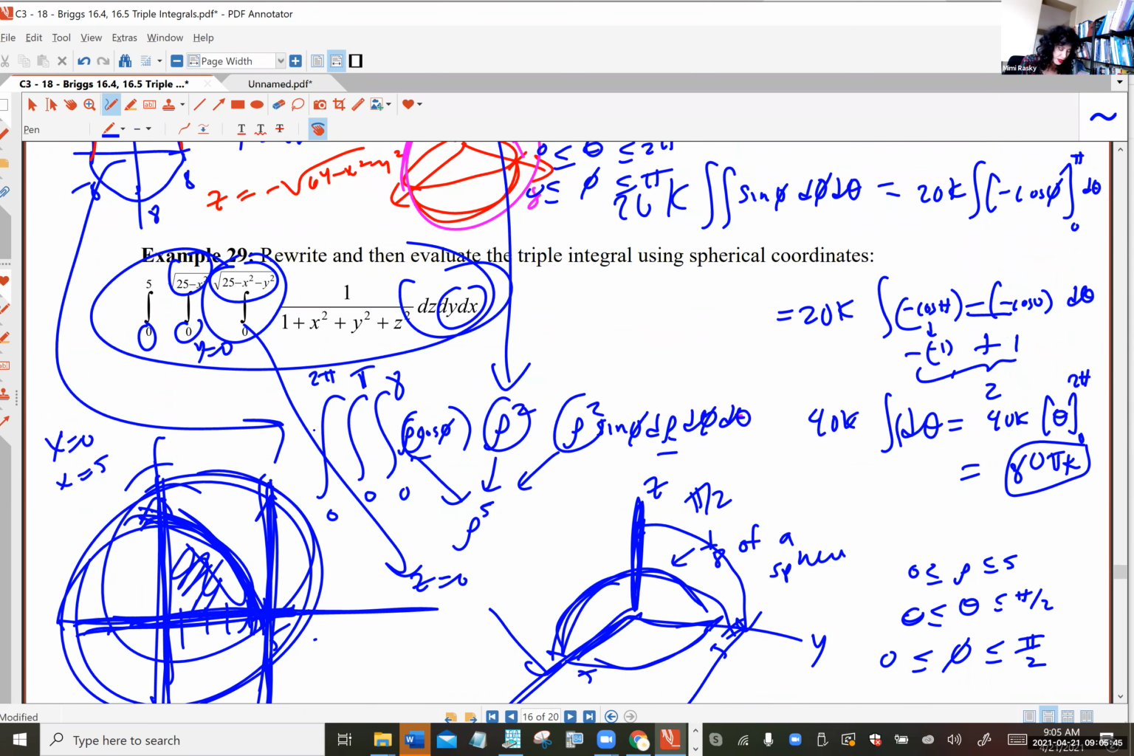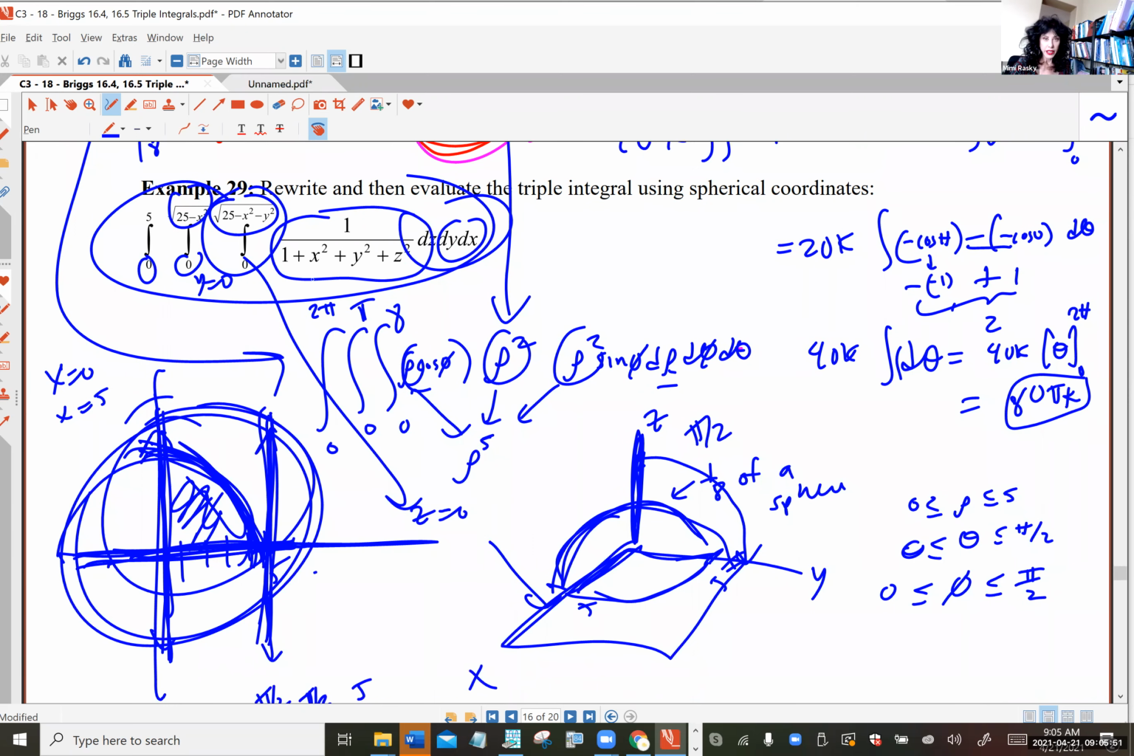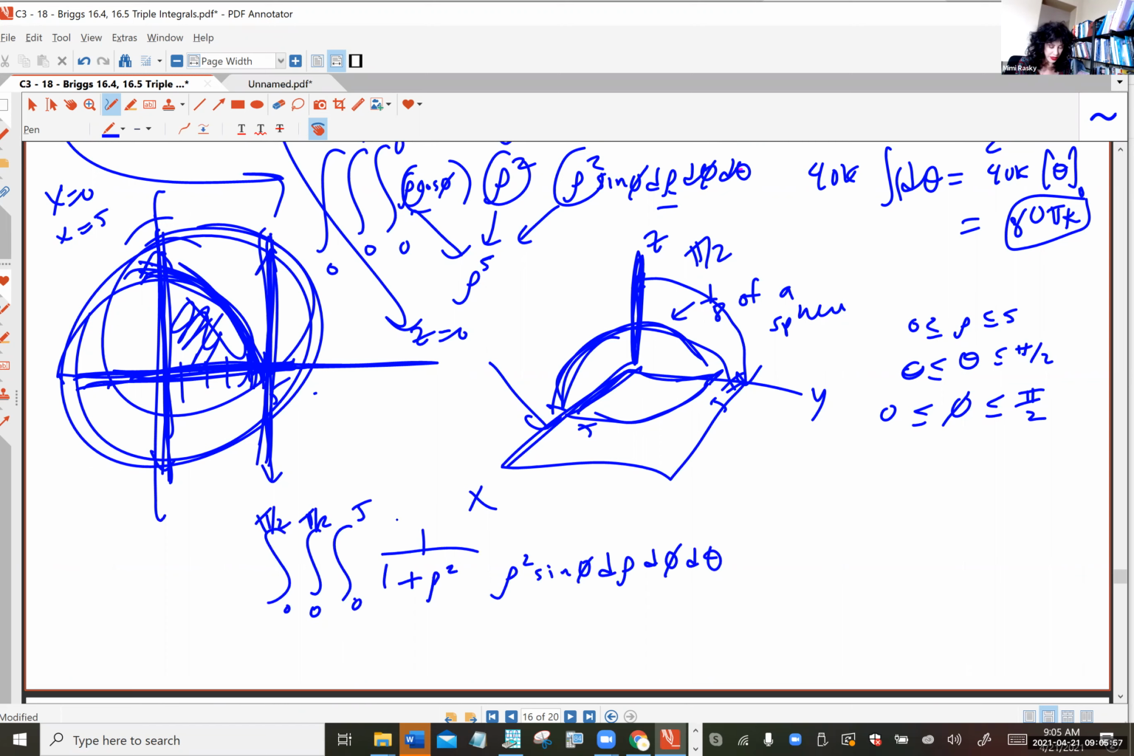Now, how do you convert this integrand, 1 divided by 1 plus x squared plus y squared plus z squared, into spherical? Well, x squared plus y squared plus z squared is rho squared. And so this is now converted. I'll give you partial credit for that. Congratulations. But now if you're going to integrate with respect to rho, how are you going to deal with 1 over 1 plus rho squared times rho squared? Anybody have an idea?